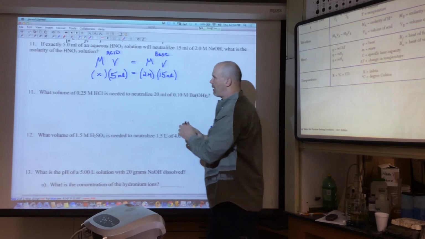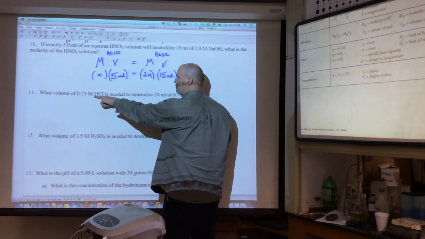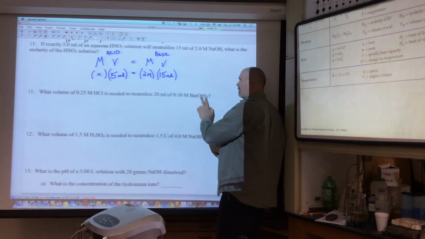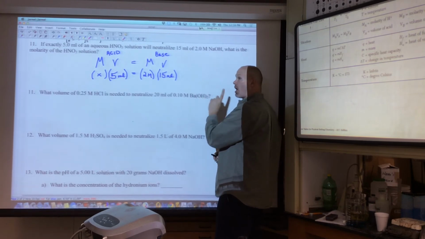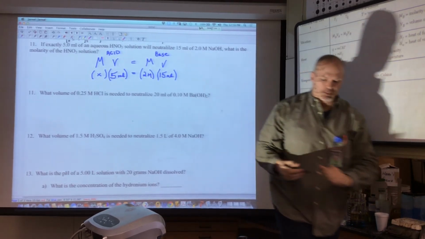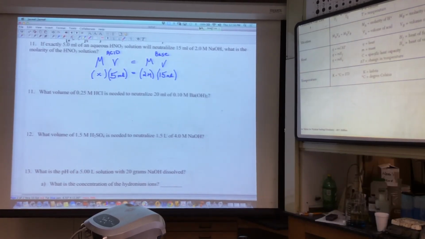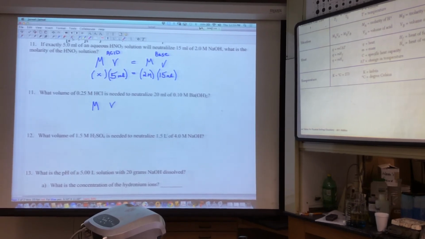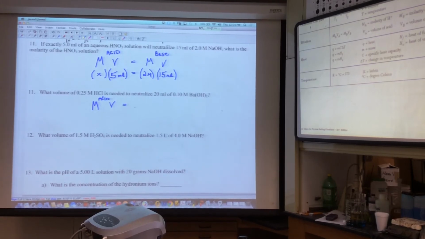Look at the next problem. How many H's come off this acid? How many hydroxides come off the base? So you have to be aware. So watch me set this problem up and I'll be done. MV of the acid equals MV of the base, so I do the same thing. It's a good idea to write the formula and see what you have.